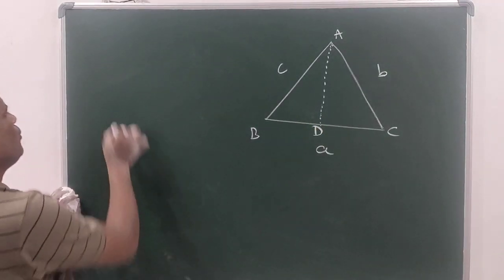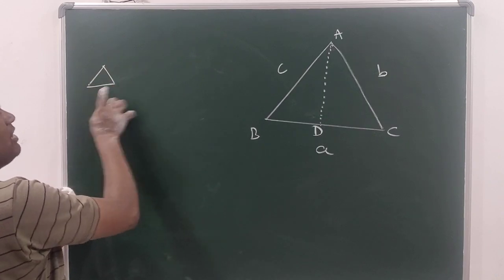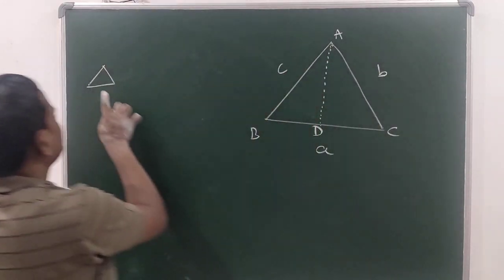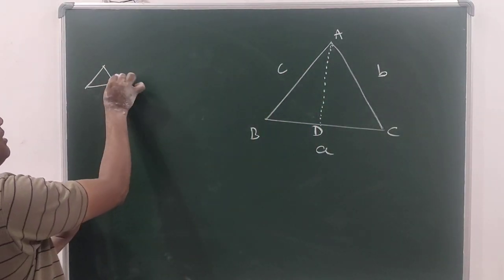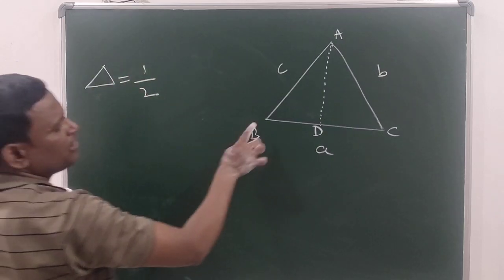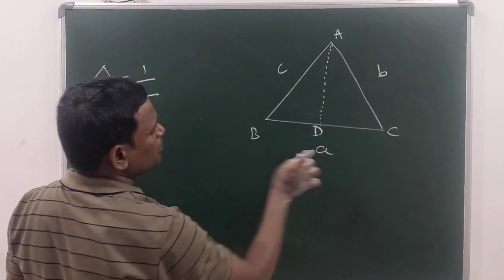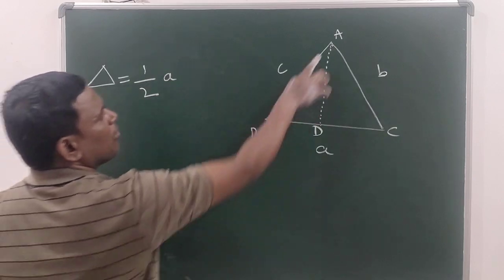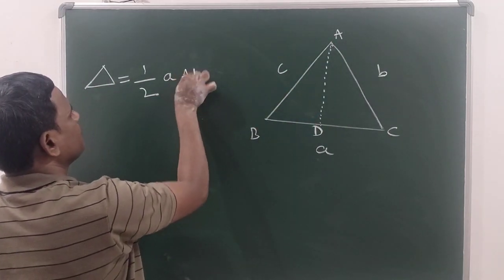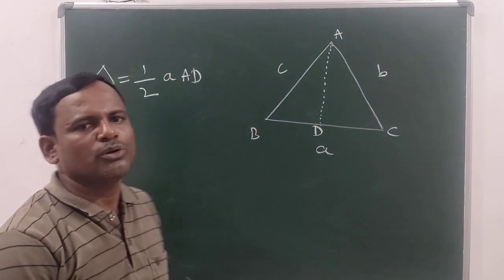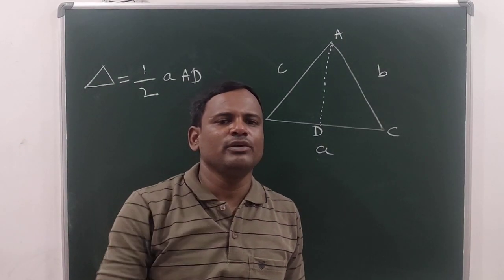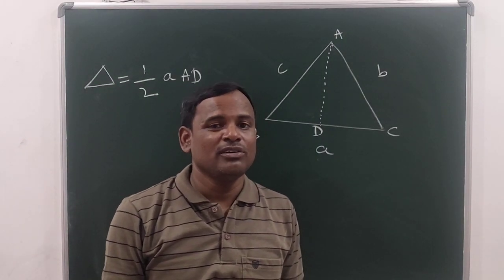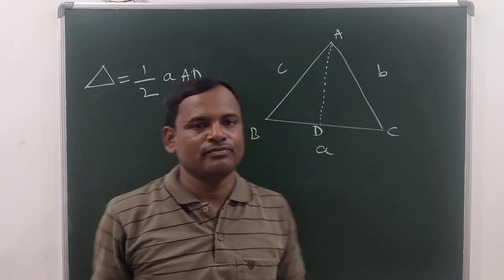Here, delta represents the area of this triangle ABC. Now we have to find this delta, which is equal to 1 by 2 into base, and the base is small a. Height is AD. Students, to find the area of a triangle, we use 1 by 2 base into height, no? So I applied this formula.